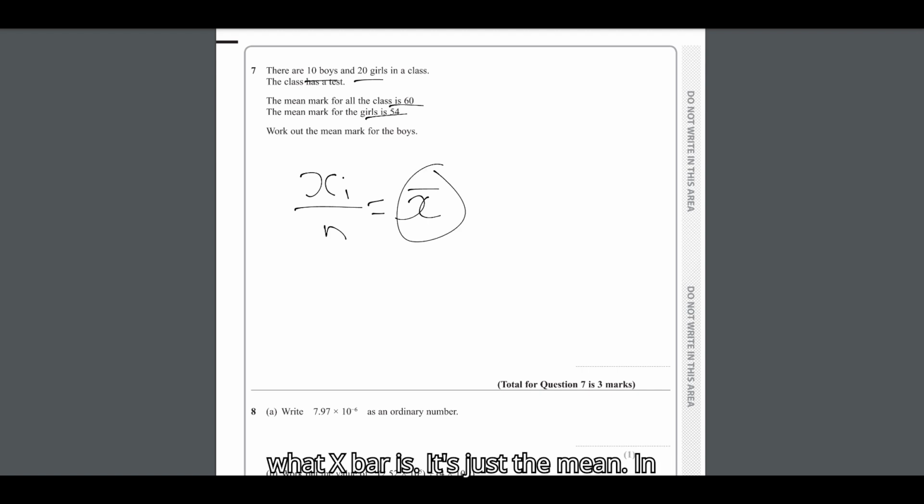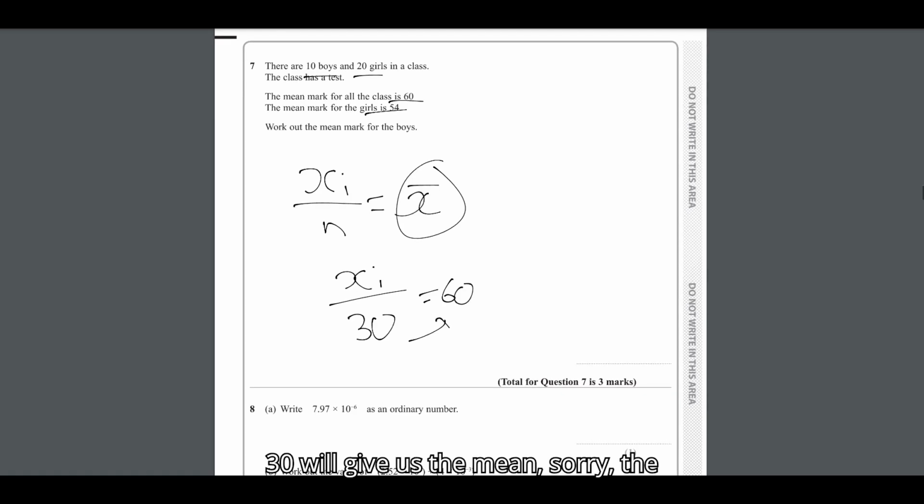This is what x bar is. It's just the mean. In this sense, we have the mean mark for the whole class. The mean mark for the whole class is 60. So we don't know the total mark of the class. However, we know that there's 30 students in the class itself, as 20 plus 10 is equal to 30, and the mean mark is equal to 60. Hence, 60 multiplied by 30 will give us the total mark for the entire class. That will be 1,800.